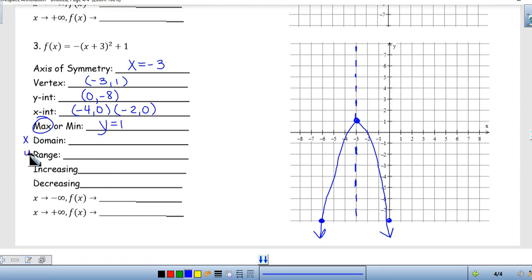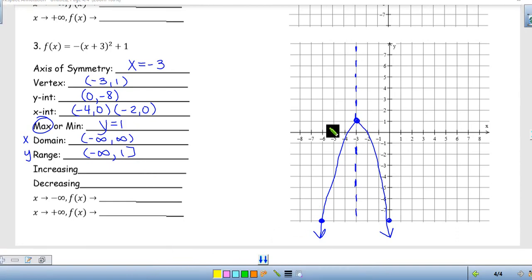Domain. How far left and how far right does this graph go? Infinitely left and infinitely right. Range. How low and how high. The lowest that this graph can go is -infinity, and the highest y value that it goes to is 1. Put a bracket on the one side because it stops there.